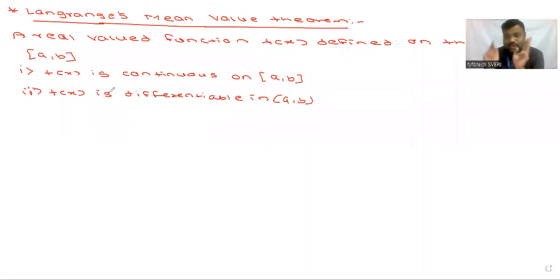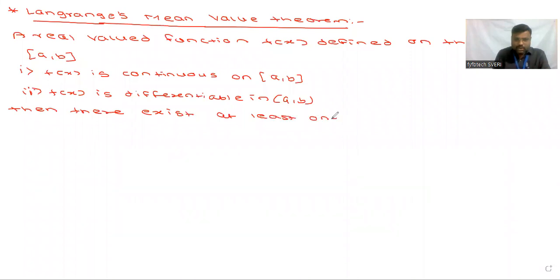Okay, so what is the condition? There are three conditions in Rolle's theorem. First condition is continuous in closed interval AB and differentiable in open interval AB. What is the third condition? F of A equal to F of B. Here we don't need that condition. Then there exists at least one C belongs to open interval AB such that F dash of C is equal to F of B minus F of A divided by B minus A.